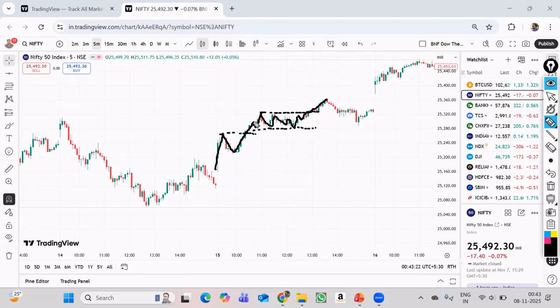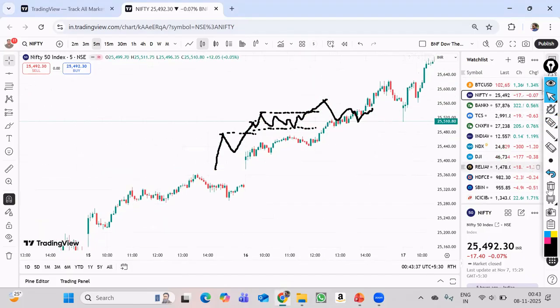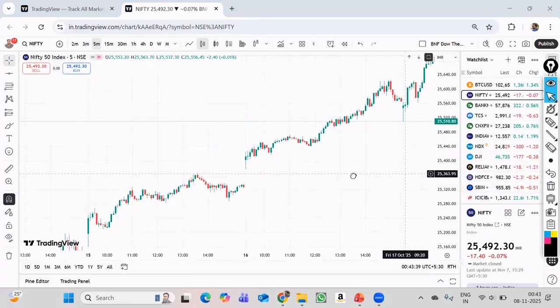This time the bounce was better than the previous ones. Then again it did not get that demand, came back to this place, and next day gap up, and it continued. So I hope these things are clear.